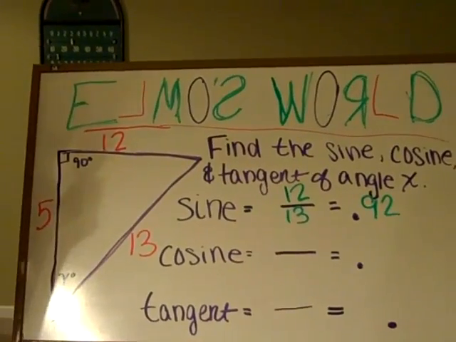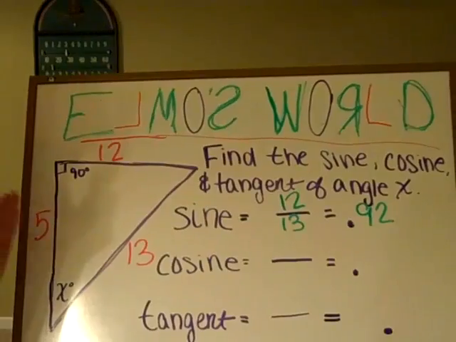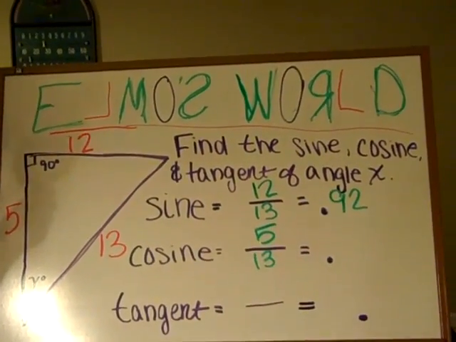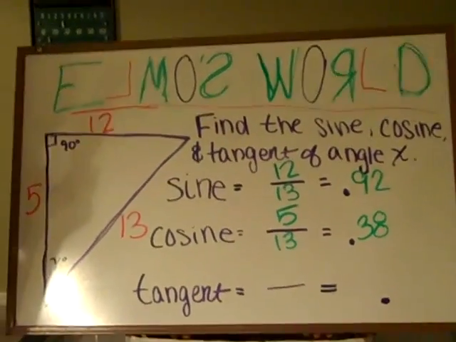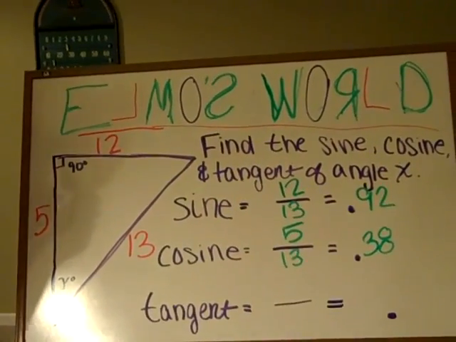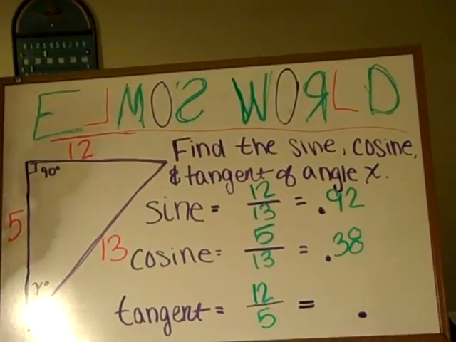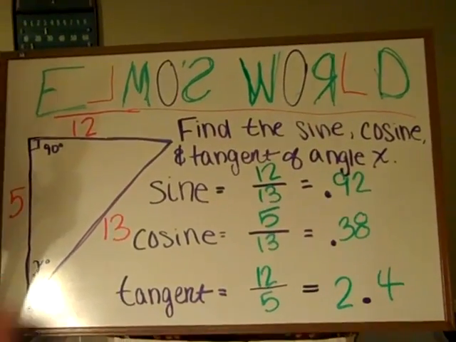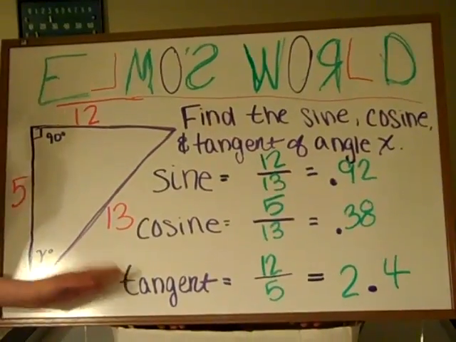Next, we have to find the cosine, which is adjacent over hypotenuse, so it would be 5 over 13, which equals 0.38. Last, we have to find the tangent, which is opposite over adjacent, which would be 12 over 5, which equals 2.4. So once again, the sine equals 0.92, the cosine equals 0.38, and the tangent equals 2.4.